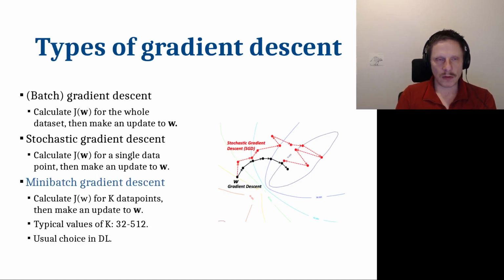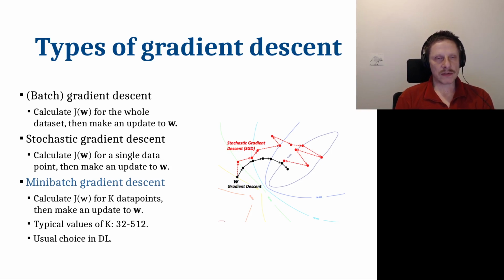So what types of gradient descent are there? In general, the most classical version of gradient descent is sometimes called batch gradient descent, and that is where we calculate J for the whole data set. So we have the exact gradient of this function. And after doing that, we make an update to the parameters and recalculate it again with the new parameters, again over the whole data set, and so on.